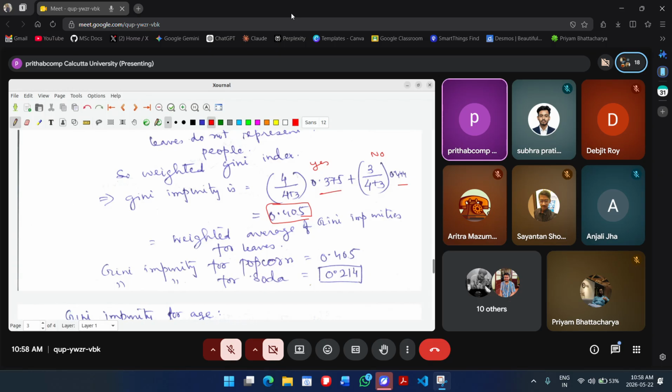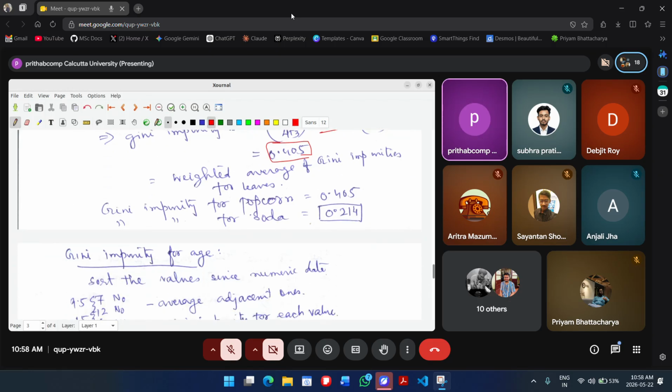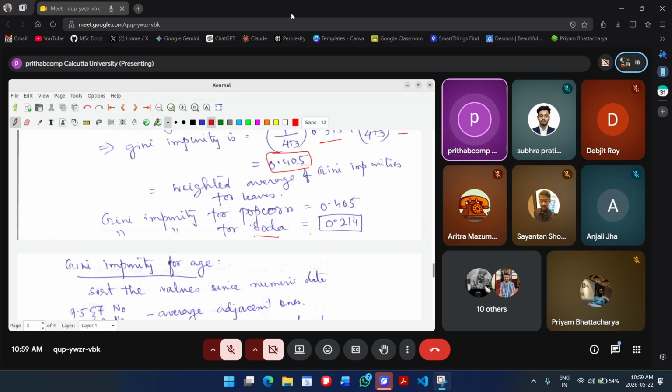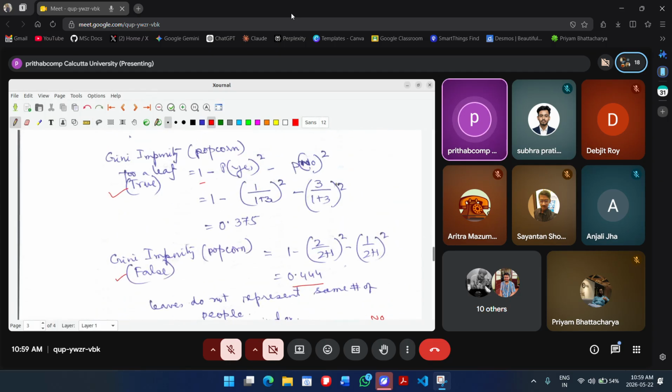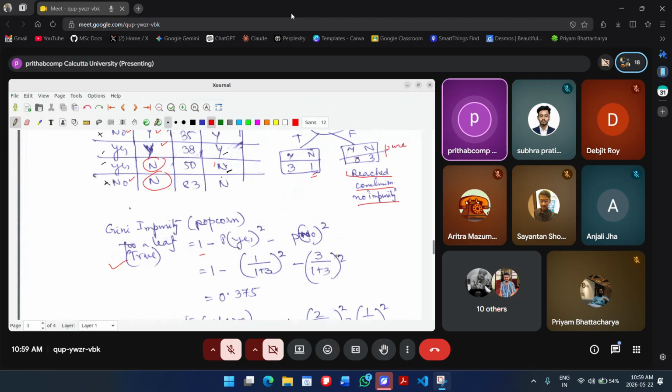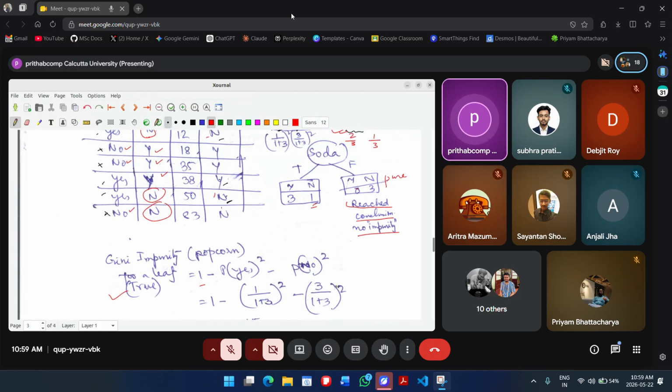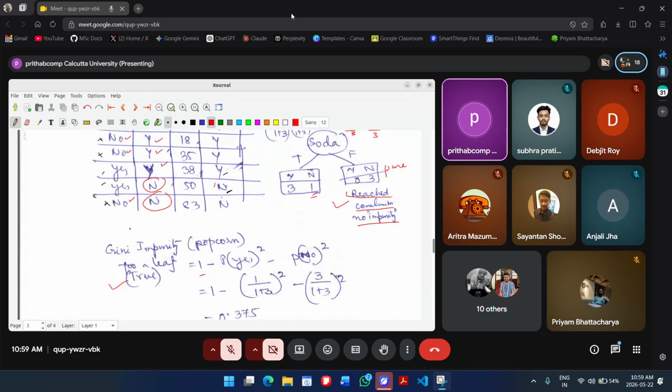Okay. So now if you calculate the same way for this soda, you will get this 0.214. So we want to reduce the Gini impurity. So this is obvious that for soda I will get lesser value of impurity, because when we have divided it here, there is one portion where we have reached a situation where there is no impurity, right?